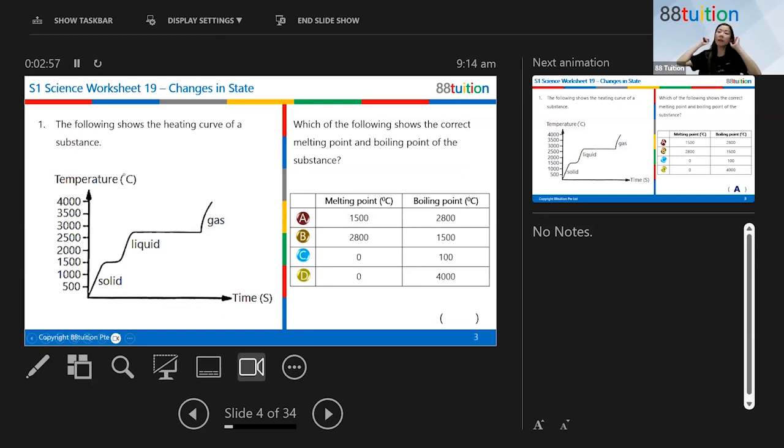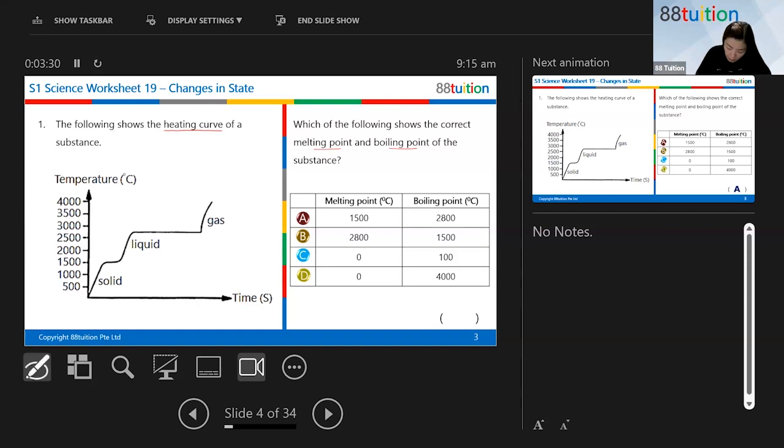So look at question 1. Question 1 asks you this question about the curve. This is the heating curve. So things I'll take note of when I'm reading a question will be heating curve of a substance. And then solid state, liquid state, and gas state all stated for you. They're trying to ask, which of the following shows the correct melting point and boiling point of the substance?